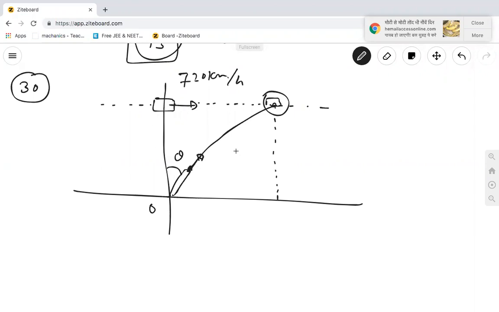Try to understand the question first. The aircraft is moving overhead at a height of 1.5 kilometers, and it is moving very, very fast, 720 kilometers per hour. There is an anti-aircraft gun on the ground. When the aircraft passes this vertical line, in which direction should the bullet or missile be shot so that the aircraft is hit?